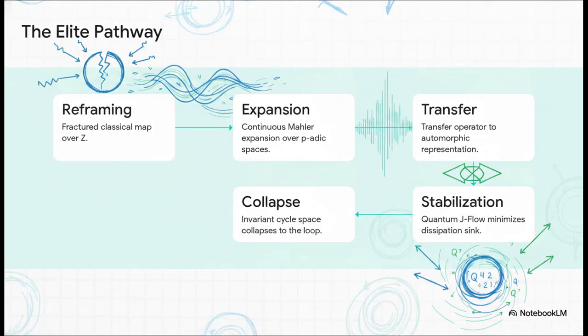So, to quickly summarize this elite mathematical pathway, we started by reframing the fractured space. We used the Mahler expansion to make the system continuous. Then we mapped its spectral resonances to a transfer operator. We applied the quantum J-flow to unconditionally damp the metric. And finally, that damping forced the infinite geometric volume completely to zero, leaving us with only the 4-2-1 loop.